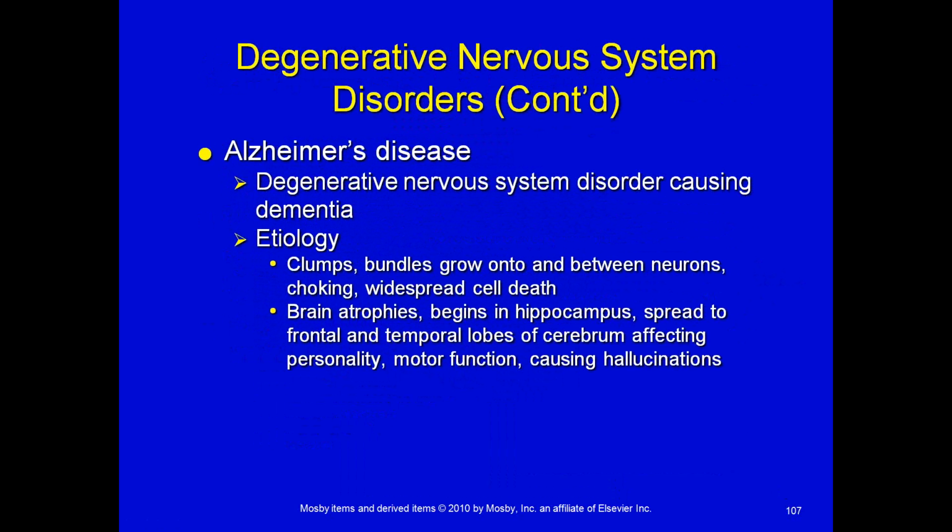And it's caused by clumps or bundles that grow onto and between neurons, choking the neurons and causing widespread cell death. The brain shrinks. It begins in the hippocampus and it spreads to the frontal and then temporal lobes of the cerebrum, affecting personality, motor function, causing hallucinations, those sort of things.